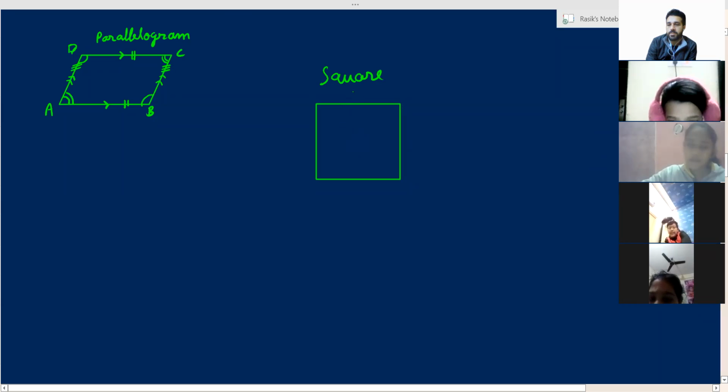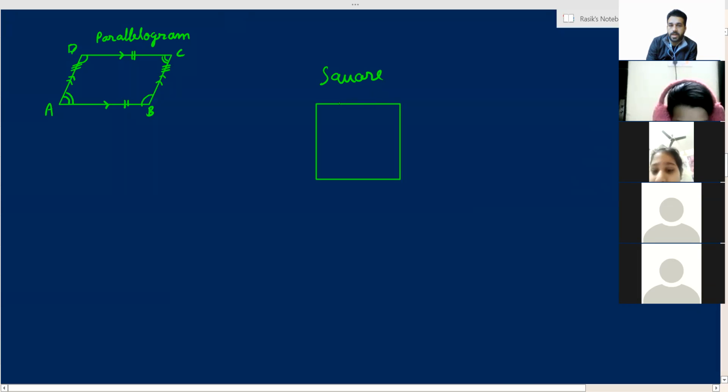Square is also a type of quadrilateral. Am I right or not? Yes, sir. It is also a type of quadrilateral. It also has opposite sides parallel. Square में भी opposite sides parallel होती हैं, like in a parallelogram. Do you know the meaning of parallel?